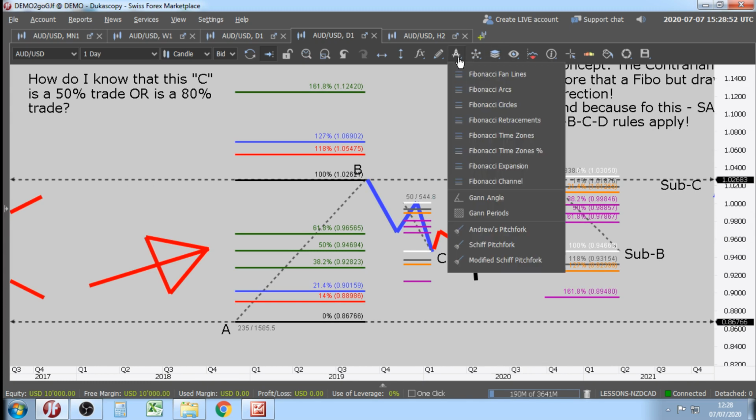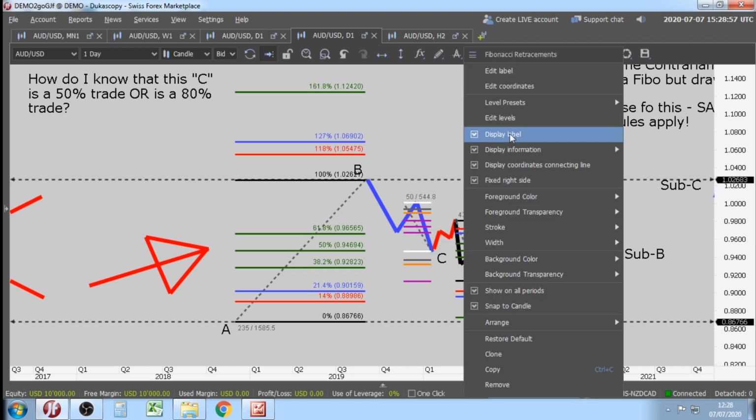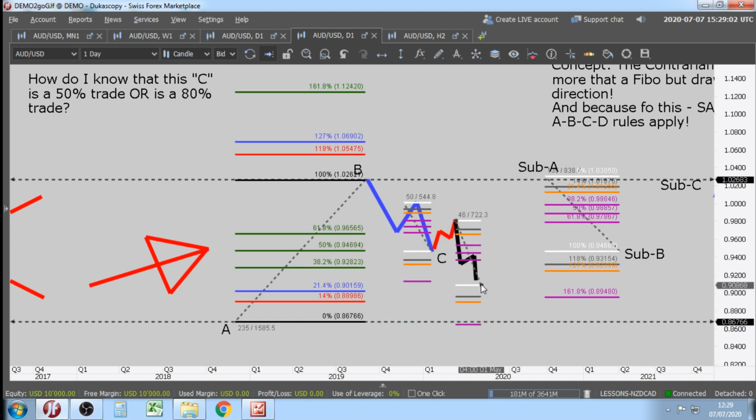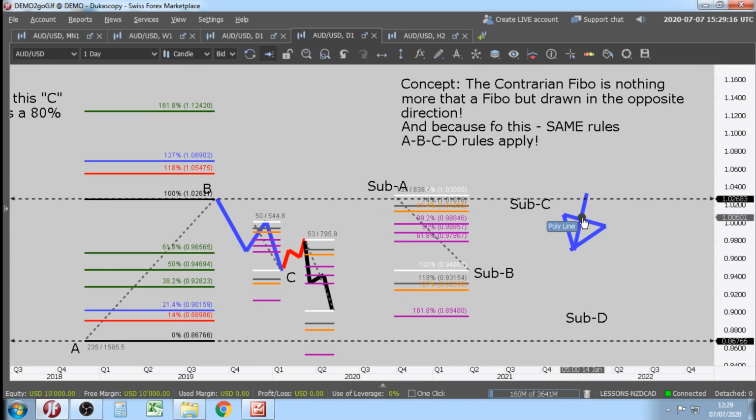Now, when we draw the next contrarian Fibonacci, something like this, I'm going to change colors again, something like this. Okay, so I just readjusted my contrarian Fibonacci. How do I adjust? The same rules apply. I just readjusted my contrarian Fibonacci, which is nothing more than Fibonacci just in the opposite direction.